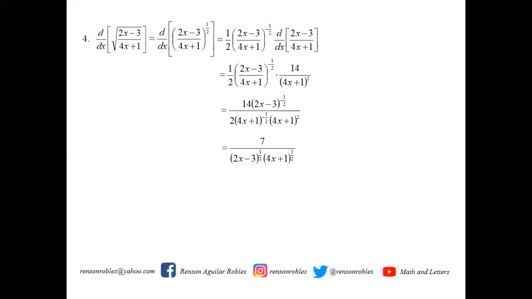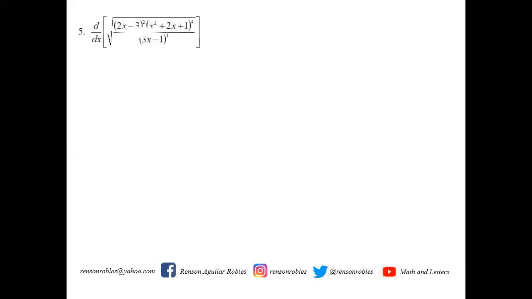And I think this will be the last. Oh no, what happened to this one? Okay, yeah. So we wish to find the derivative of the square root of the quantity (2x minus 3) to the second power times the quantity (x squared plus 2x plus 1) to the fourth power, all over (3x minus 1) to the third power.